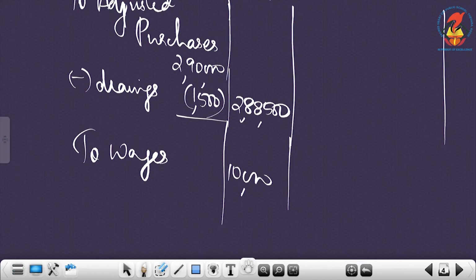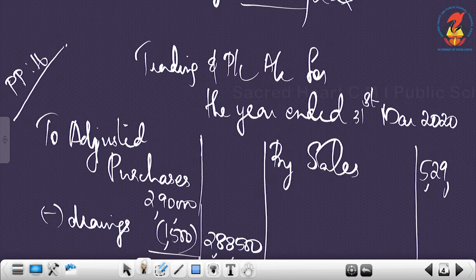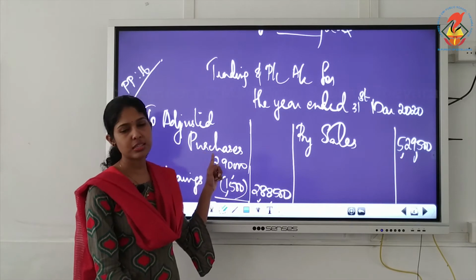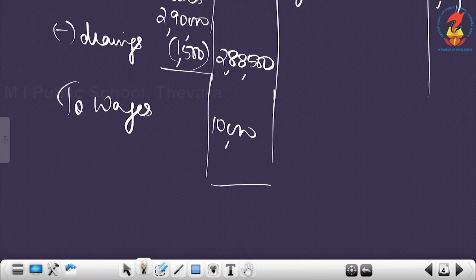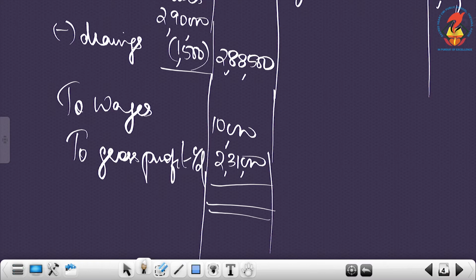Then on the credit side, we do not have any other direct expenses. So, on the credit side, we will write By sales. We do not have any returns. So, we can directly write the amount in the outer column, 5,29,500. Then closing stock, will you write it? No, it is adjusted in this adjusted purchases. So, find the balancing figure. The gross profit is 2,31,000 To gross profit carried down. Amount is 5,29,500.